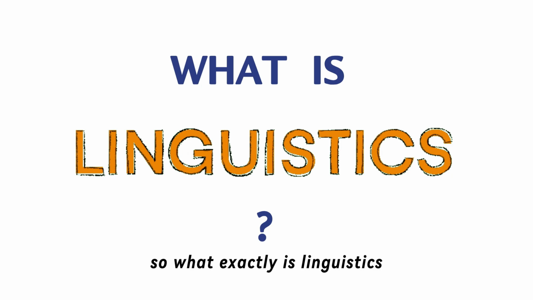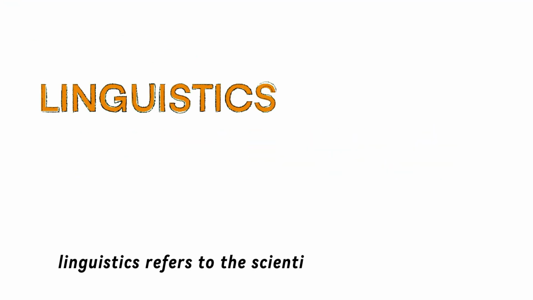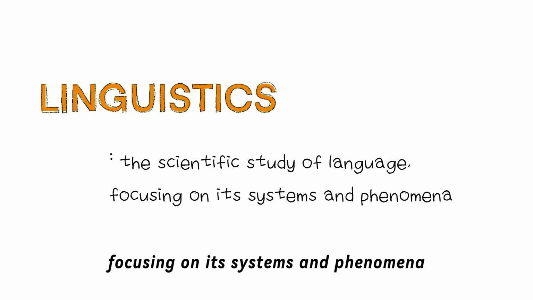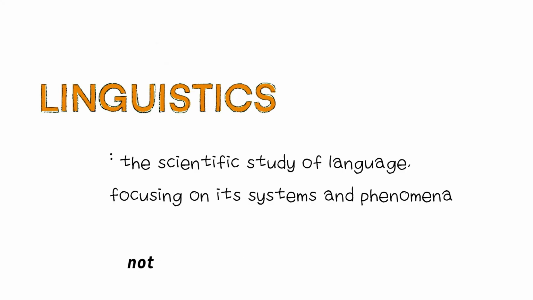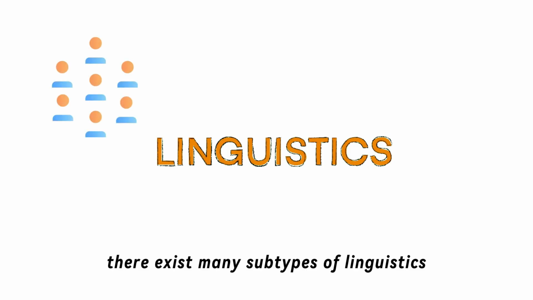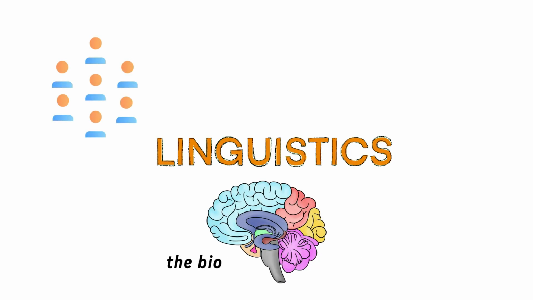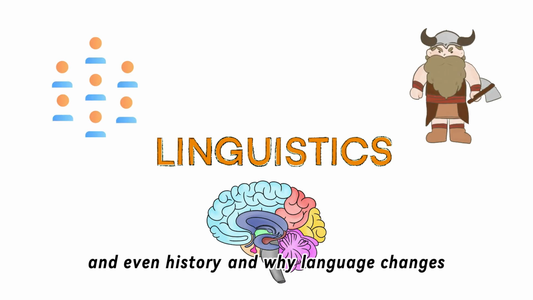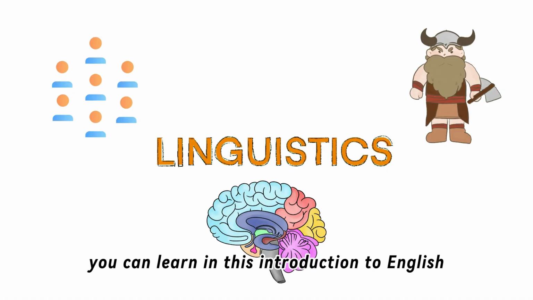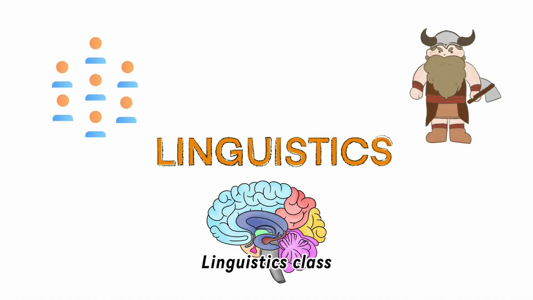So, what exactly is linguistics? Linguistics refers to the scientific study of language, focusing on its systems and phenomena. It's about language theory, not learning languages themselves. There exist many subtypes of linguistics relating to social identity, the biology of our brains, and even history and why language changes. But today, we'll cover 5 topics you can learn in this Introduction to English Linguistics class.